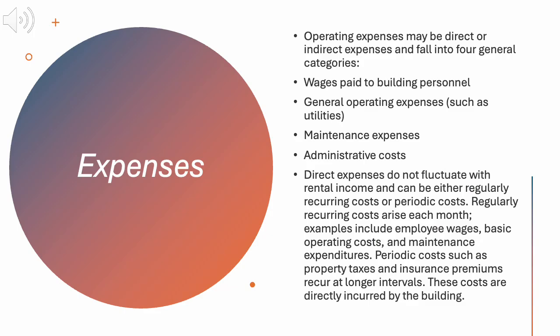Expenses. Operating expenses may be direct or indirect expenses and fall into 4 general categories. Wages paid to building personnel. General operating expenses such as utilities. Maintenance expenses. Administrative costs. Direct expenses do not fluctuate with rental income and can be either regularly recurring costs or periodic costs. Regularly recurring costs arise each month. Examples include employee wages, basic operating costs, and maintenance expenditures. Periodic costs such as property taxes and insurance premiums recur at longer intervals. These costs are directly incurred by the building.